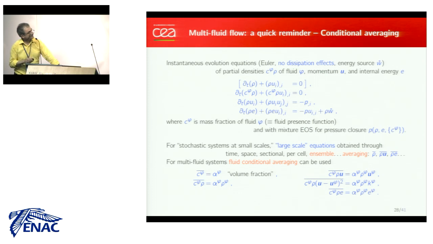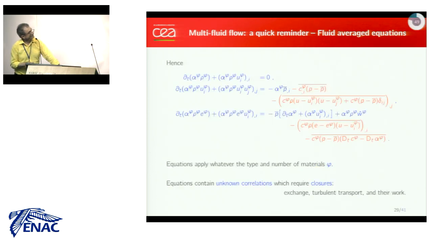And for stochastic systems at small scales, we can consider the average of these quantities. Generally, it's ensemble average, but we can use other averaging. So we have the average density, momentum, and internal energy. And when we plug this into the equations, we get this set of averaged equations on all the different average quantities: average velocity of fluid phi, average density of fluid phi, average volume fraction of fluid phi, all these quantities being defined at each point in time.